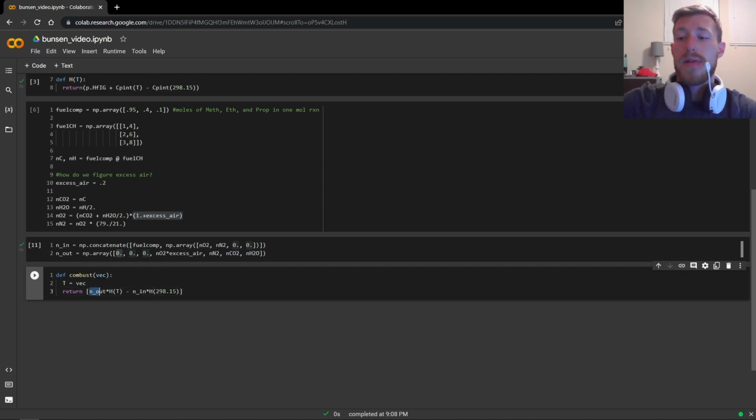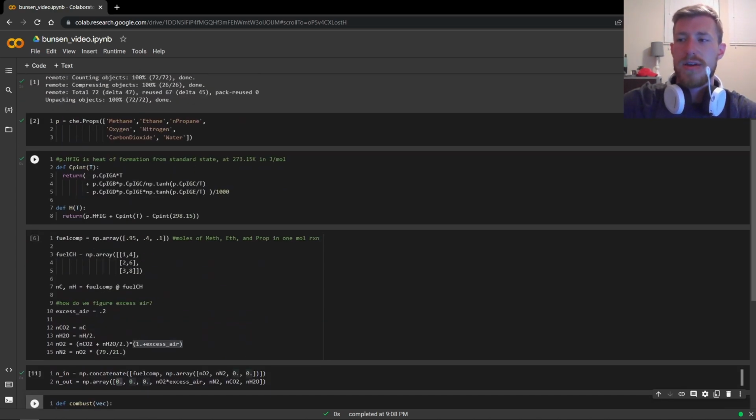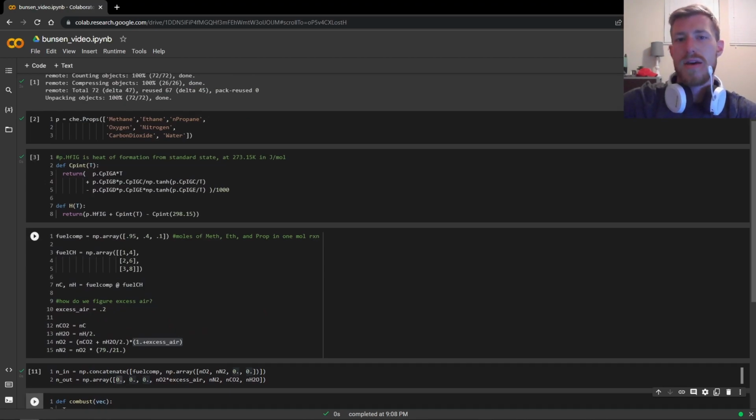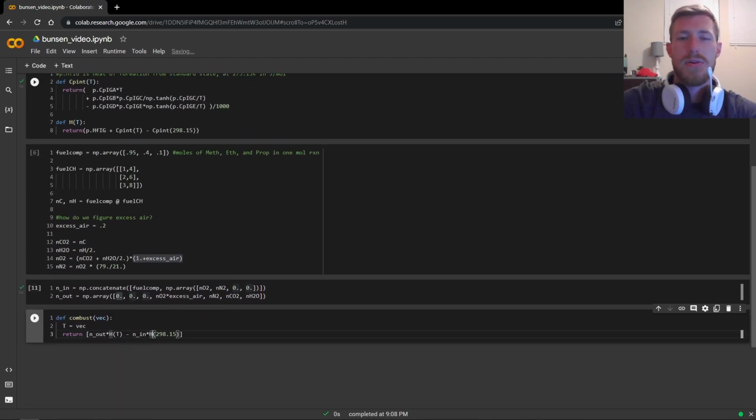We see that we're multiplying the number of moles we have going out by the energy per mole of each substance, and the number of moles going in by the energy per substance, which is basically just the heat of formation, because 298.15 minus 298.15 cancels out all of the heat capacity, because we're assuming at steady state it is equal to zero heat energy in the heat capacity.